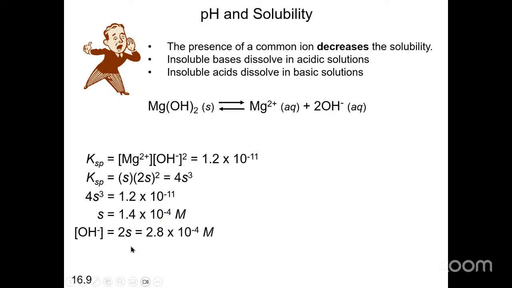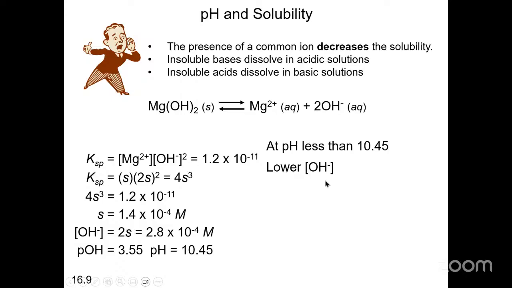Now, the concentration of OH minus in this particular case is 2.8 times 10 to the minus 4 because of the 1:2 ratio between the magnesium and the hydroxide ions. So therefore, whatever the solubility is, that will be the concentration of the magnesium, and the concentration of the hydroxide will be twice that number. All right. Now, also based on the concentration of OH minus, you can calculate the pH of that solution. Now, let's say the pH is less than 10.45, which means that the solution is more acidic than 10.45, right?